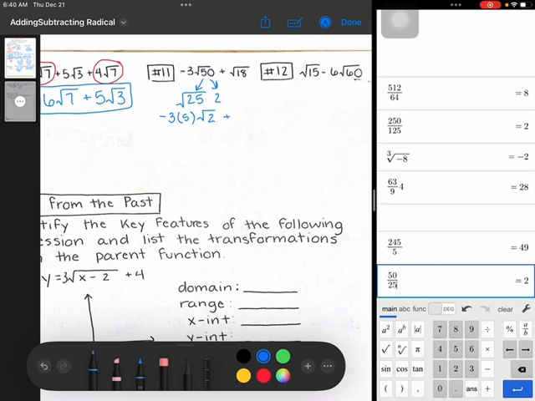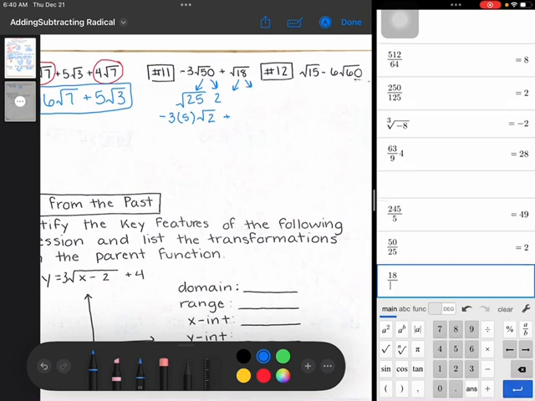And then 18 can be broken down also, and I know from the first one that I'm looking for a radicand of 2. So 18 divided by 2 tells me it's going to be 9, which is a perfect square. So square root of 9 is 3, so 3 square root 2. We do the multiplication, so negative 3 times 5 is negative 15. Square root 2 is 3 square root 2. Negative 15 plus 3 would be negative 12 square root 2.